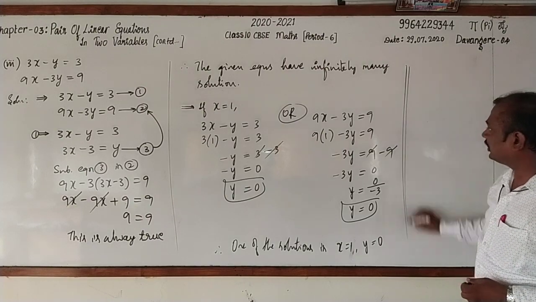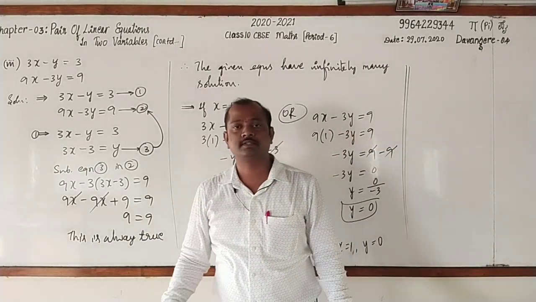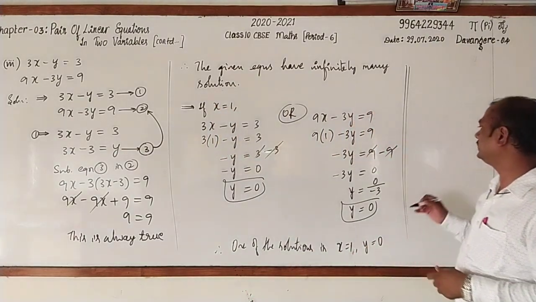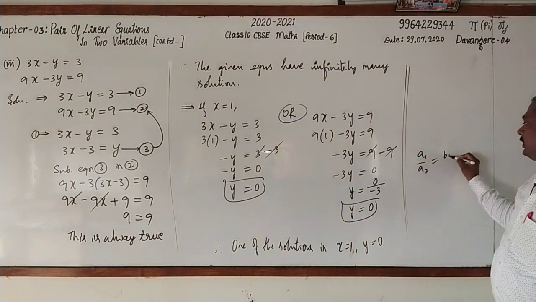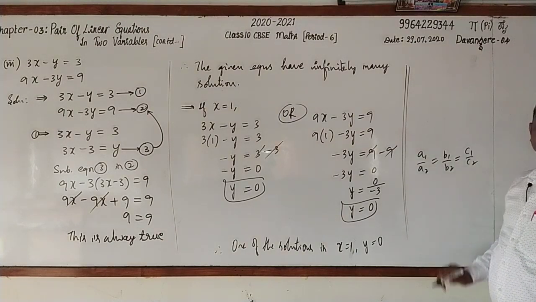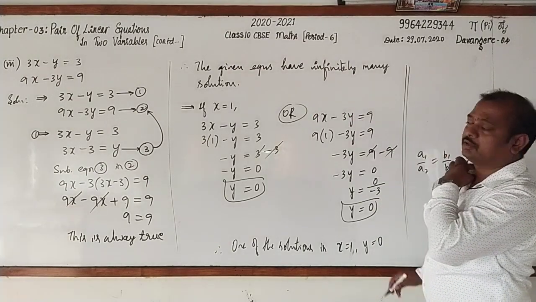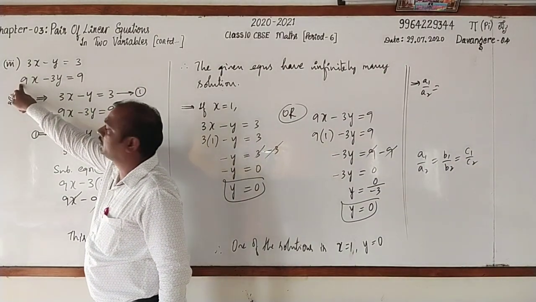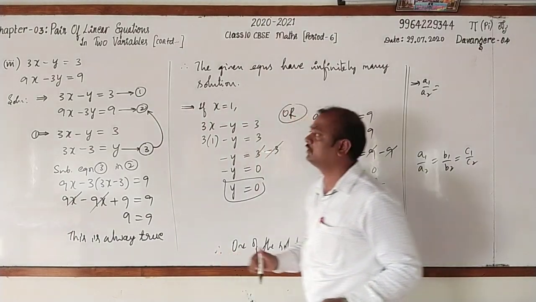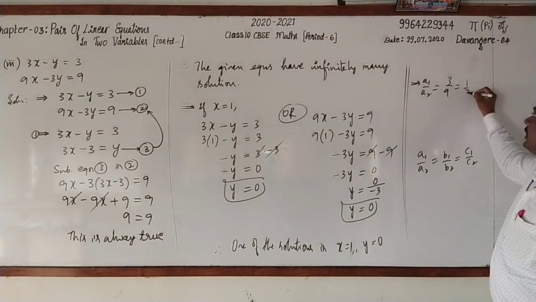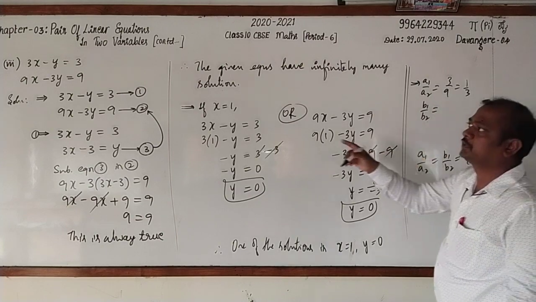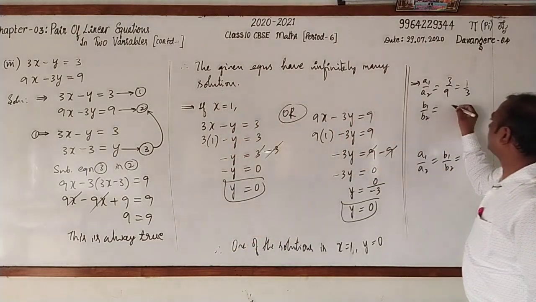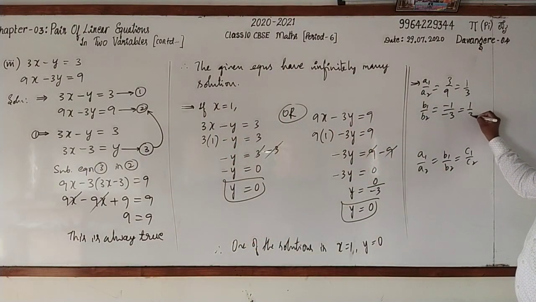Then you also know that the given pair of linear equations have infinitely many solutions if and only if it satisfies the condition a1 by a2 is equal to b1 by b2 is equal to c1 by c2. Just observe it. What do you say about a1 by a2? a1 is 3. a2 is 9. So 3 by 9. It is 1 by 3. What about b1 by b2? It is minus 1 and minus 3. Here I'll write minus 1 by minus 3. Minus minus get cancelled. 1 by 3.